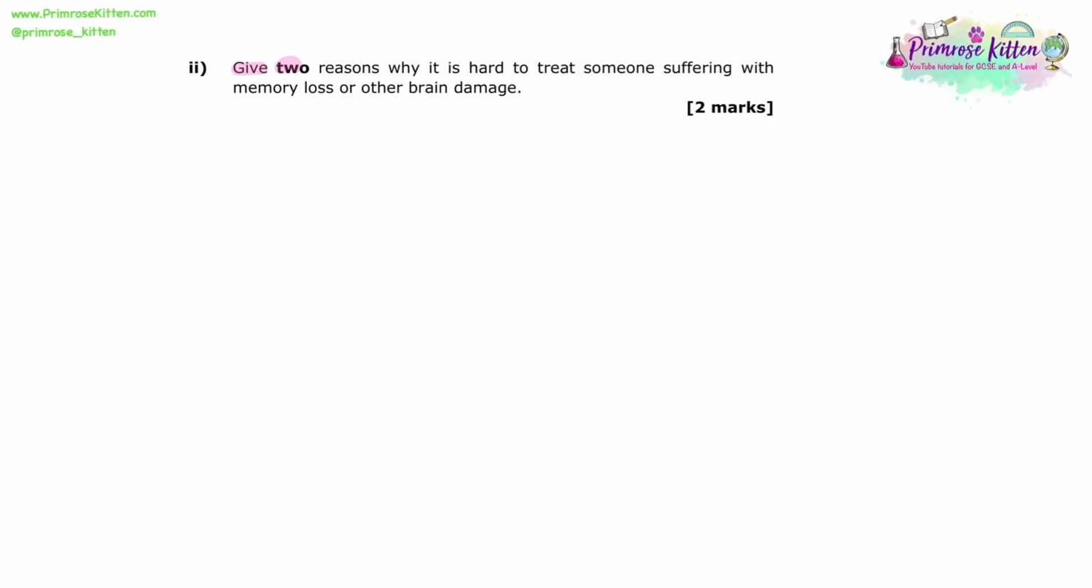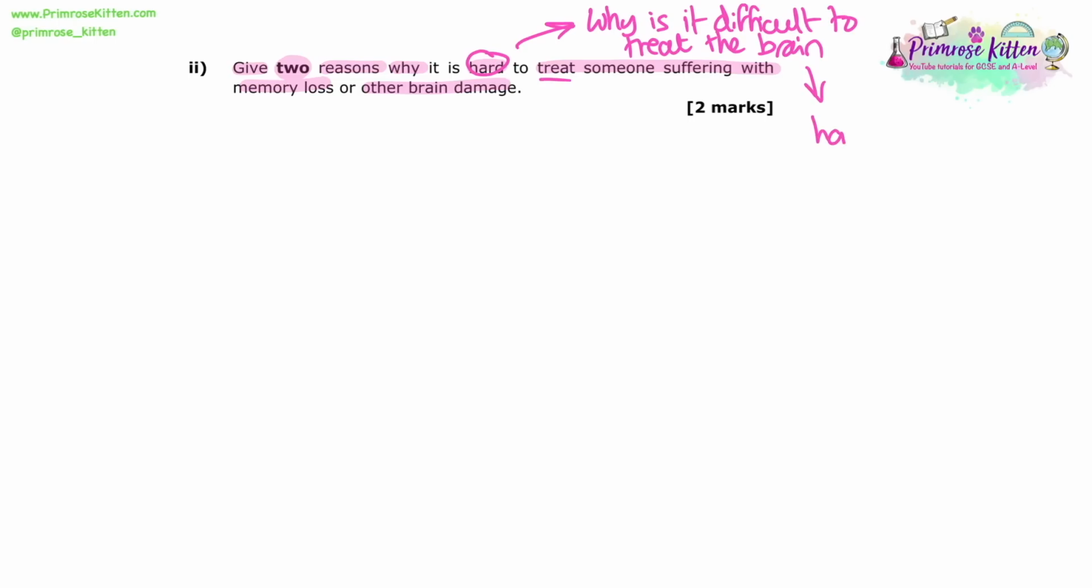Give 2 reasons why it's hard to treat someone suffering with memory loss or other brain damage. So why is it difficult to get access to or trying to treat the brain? So when we obviously treat things, normally we have scans and tests, and then we have the ability to try different drugs and see if they work, or we can do surgery to try and fix things and stitch things and repair things or replace things.